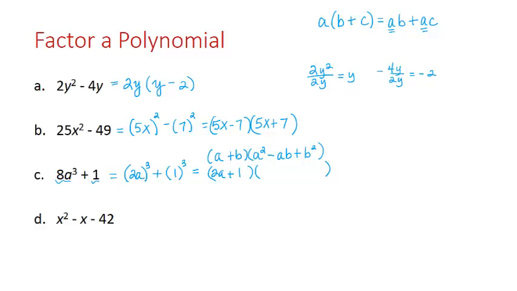My trinomial is now manipulating these values of a and b. I have to square everything in the place of a. So if I square 2a, I get 4a squared. Then I have to take the opposite sign. Now I have to do a times b. So 2a times 1 is 2a. The last sign is always positive, and then I have to square what was in the place of b, which is squaring 1, to get 1. If I distribute all of that out, I'll come up with the 8a cubed plus 1.